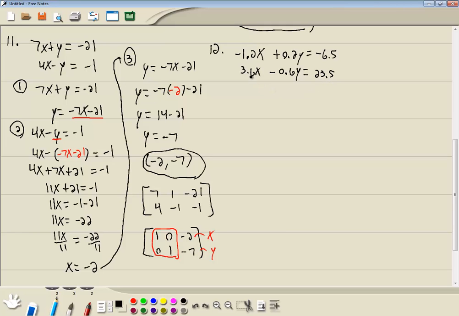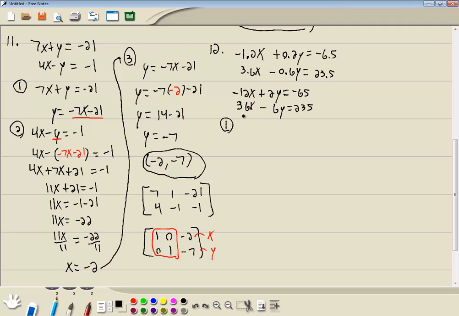Now, I just don't like decimals, so I'm going to get rid of them. And how you can do that is you move all of them the same number of decimal places to the right. So, like on the first equation, I'll move all of them to the right one place. So it becomes negative 12x plus 2y equals negative 65. Our second one, I'll move all those one place to the right. That becomes 36x minus 6y equals 235. Numbers become a little larger, but you don't have to work with decimals then.